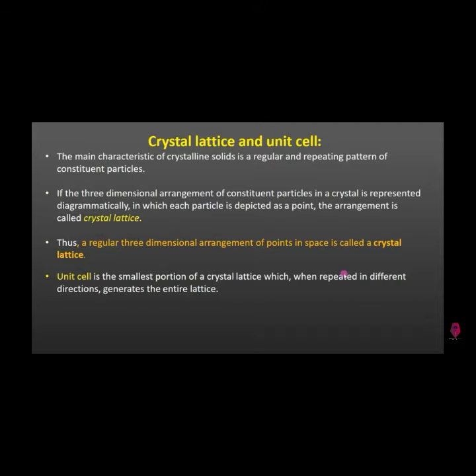The regular arrangement of these species throughout the crystal is called as crystal lattice. That means in a crystal, all the lattice points, that is all the corners, edges, body center, then face center, in all these cases, they are having a regular three-dimensional pattern of definite orientation of atoms, ions or molecules. The regular arrangement of these species throughout the crystal is called as crystal lattice. So this is a definition for crystal lattice.